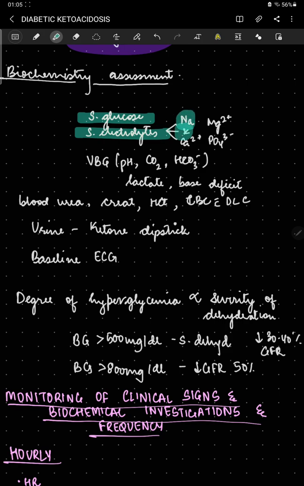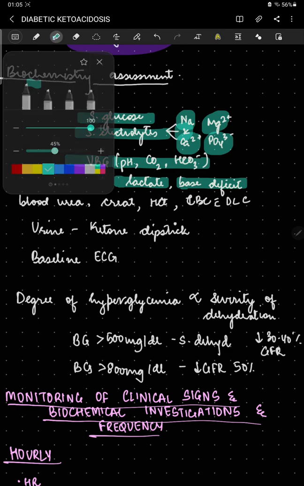These include sodium, potassium, calcium, magnesium, and phosphate. Then you do a VBG or ABG to look for the pH, CO2, and bicarb values, on the basis of which we will decide whether the child is in the mild category, moderate category, or severe category. And finally, lactate: if there is increased lactate, then it might go to a septic picture. Base deficit is to look for the anion gap, whether it is a metabolic acidosis or there is some other acid-base disorder superimposed on it, right?